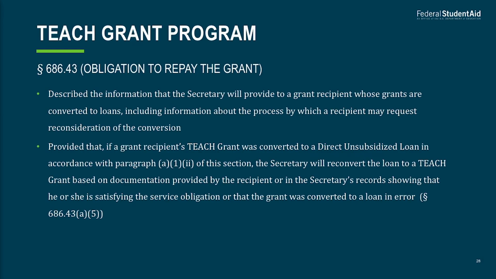We describe the information the Secretary will provide to grant recipients whose grants are converted to loans, including information about the process by which a grant recipient may request reconsideration of the conversion, and provided that if a grant recipient's Teach Grant was converted to a direct unsubsidized loan in accordance with paragraph (a)(1)(ii) of this section, that's the non-voluntary conversion, the Secretary will reconvert the loan to a grant based on documentation provided by the recipient or in the Secretary's own records showing that he or she is satisfying the service obligation or that the grant was converted to a loan in error.